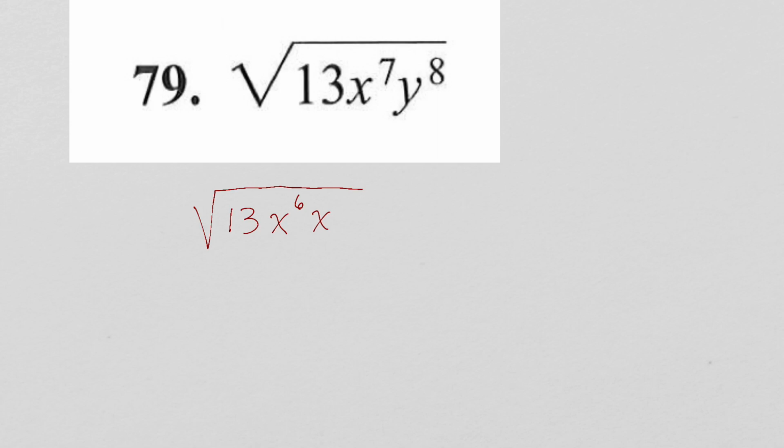I don't need to write y to the 8 any differently because 8 is divisible by 2. So when I take out this x to the 6, I get x to the 3 because remember when you take out this, you're dividing your exponent by your index, which is a 2. When we take out the y to the 8, we get y to the 4 because we divided the 8 by the 2 to get 4. And then we're left with the square root of whatever's left behind, which is a 13 and the x.